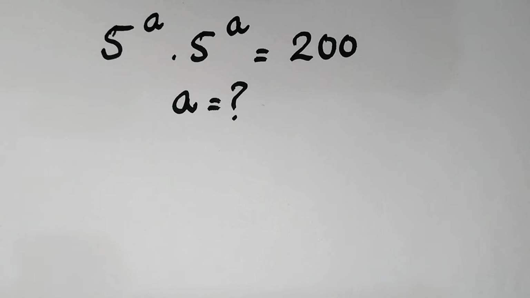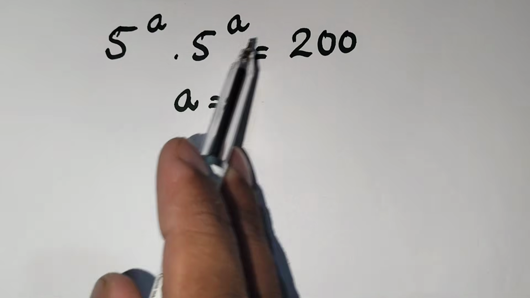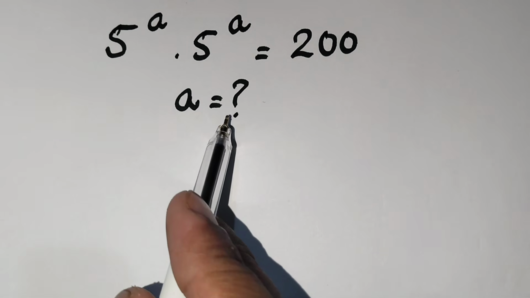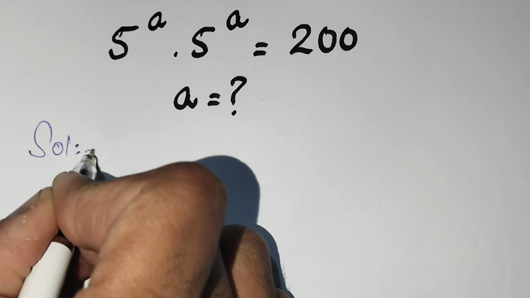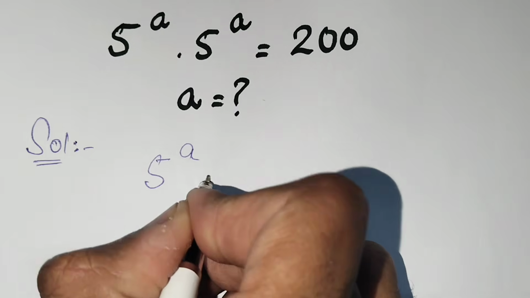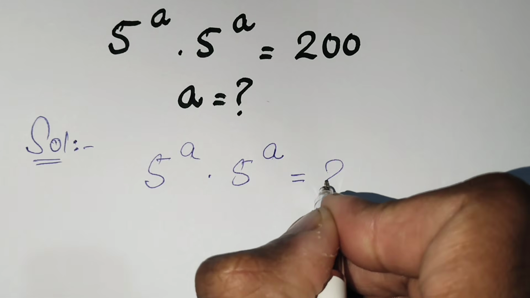Hi everyone, can you solve this exponential equation? 5 power a times 5 power a is equal to 200. Find the value of a. Let's start the solution of this question. We have 5 power a times 5 power a is equal to 200.